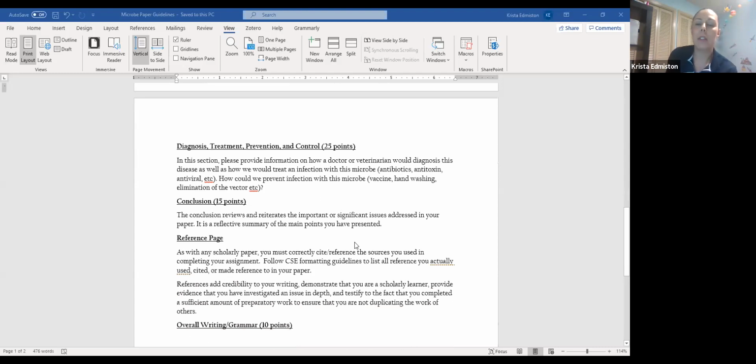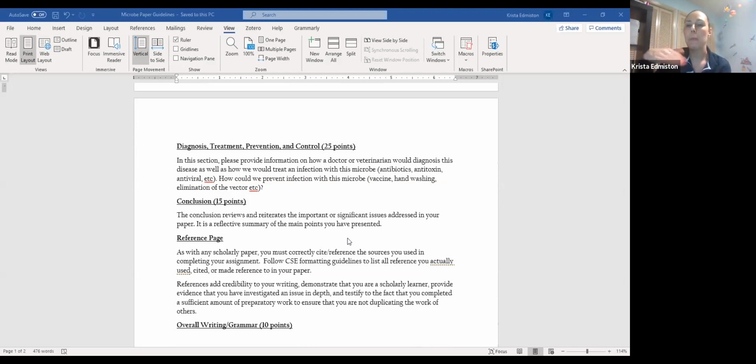Then a nice little conclusion section, just reiterating those points from the rest of your paper. What are those main points about it? What's kind of the summary? If it's something that hasn't been controlled or treated yet, what are maybe some areas of research that they're looking into? Like for influenza, right now we're looking for the universal flu vaccine. That's kind of the big idea.